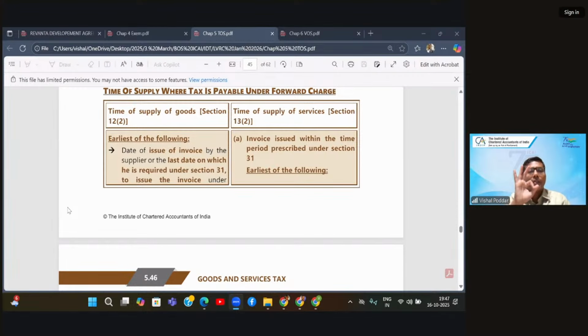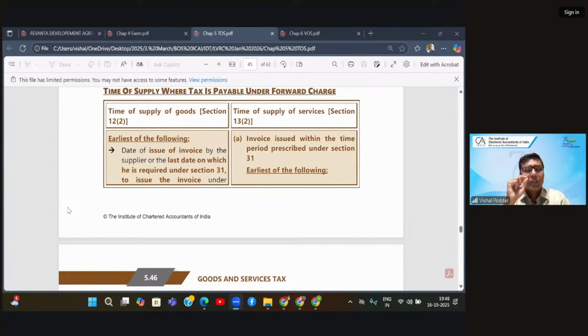Now, earliest of these three dates is the time of supply in case of service. We go to each transaction one by one. First transaction is the special transaction. What is a special transaction in case of service? It is cessation of service. What is cessation of service, students?